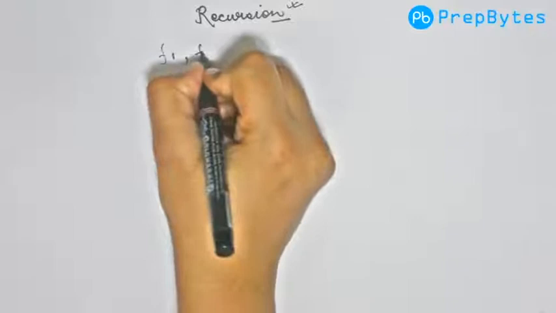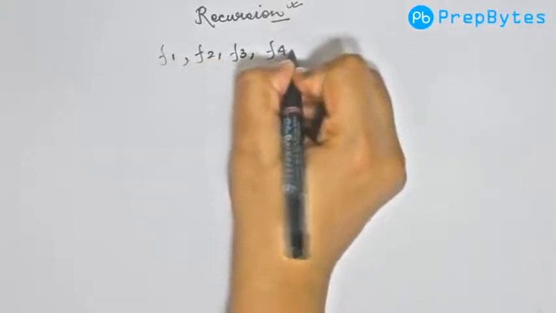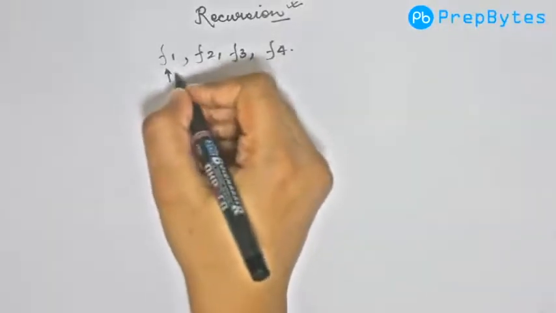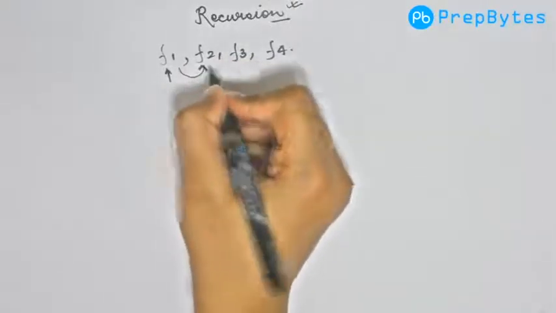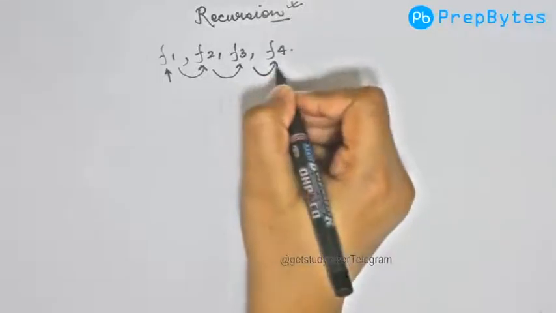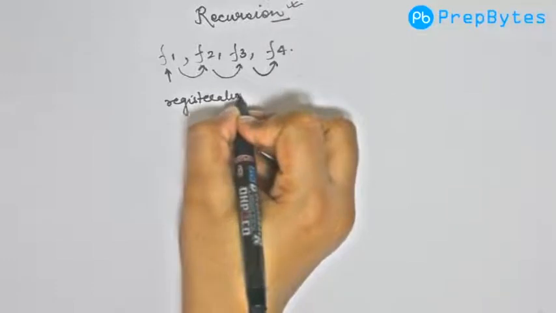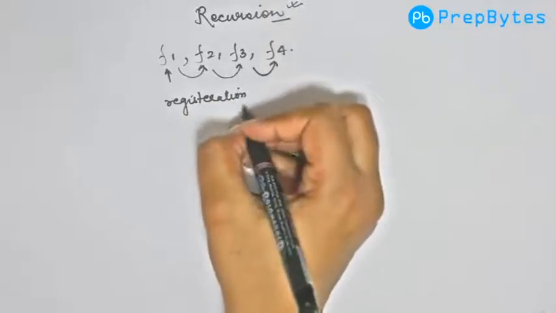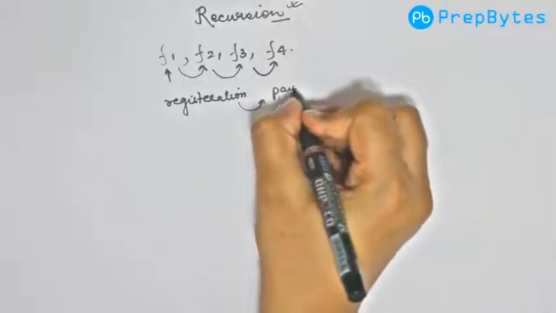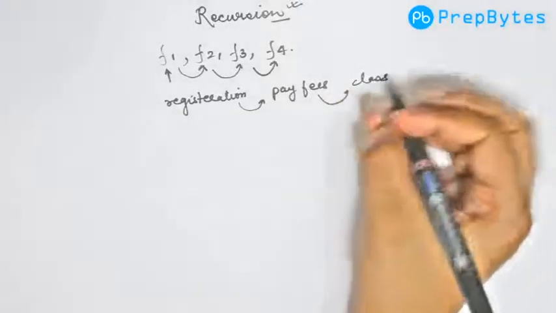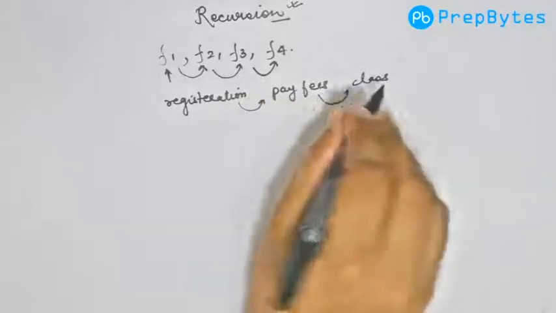So let's say we have functions f1, f2, f3, f4. It may happen that there is a code in which the first task is F1. After F1 is done, F1 calls F2, then F2 calls F3, then F3 calls F4. Say when you go through an admission, very first you do your registration. After your registration is done, the person that sits on the registration counter sends you to pay the fees. So you pay the fees. After your fees is paid, he sends you to look for the class. So after one task is done, another function is getting called.